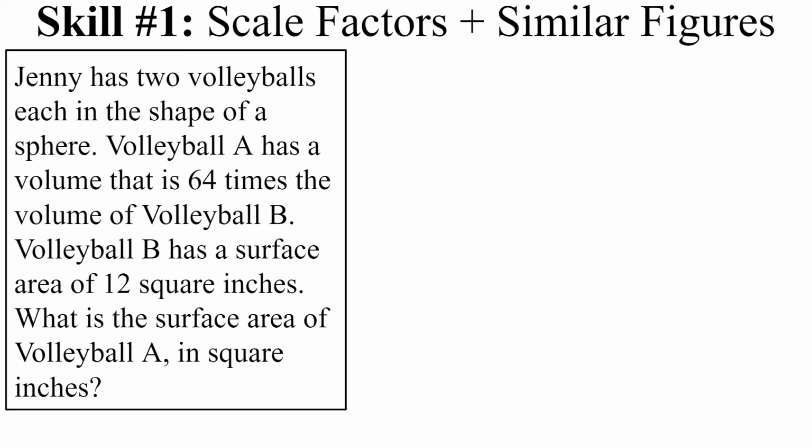Okay, this one's a little bit more challenging now. So it tells us we've got volleyballs in the shape of a sphere. Remember, spheres are always similar, so we can use this concept. Volleyball A has a volume that is 64 times the volume of volleyball B. Okay, it sounds like that is telling me the volume scale factor. So the volume scale factor is 64.